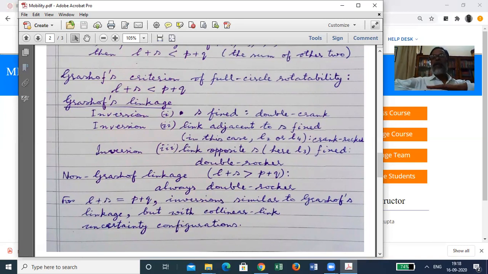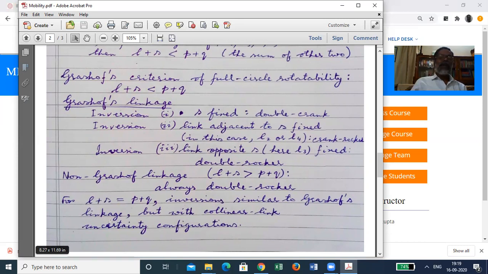Okay, so the base of the triangle is L plus S, and the other two sides P and Q, and between them the angle is 180 degrees. Okay, so all the 4 links will get aligned along the same line. Okay, and such situations might come twice in a cycle, once this side and once that side. So these you call the Grashof linkage, these a non-Grashof linkage. Sometimes some people might say that these are changeover linkages.